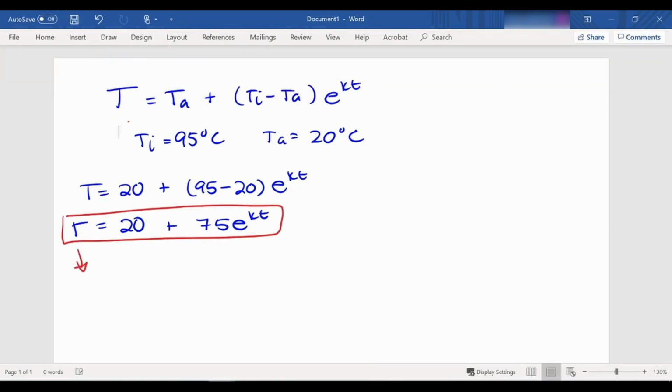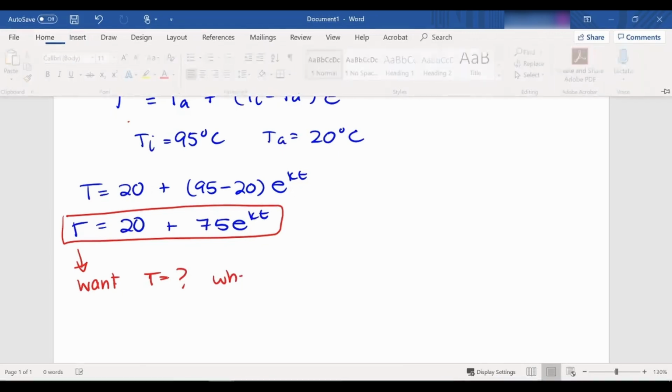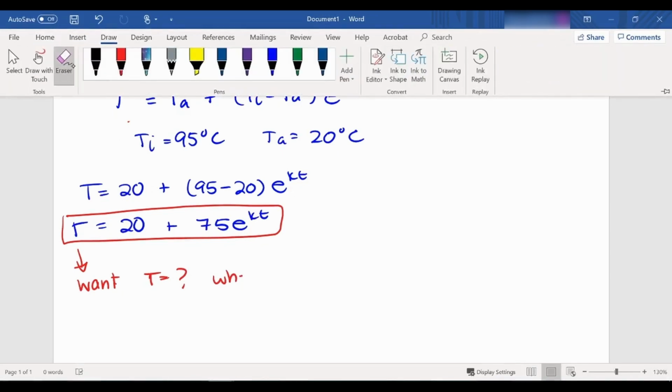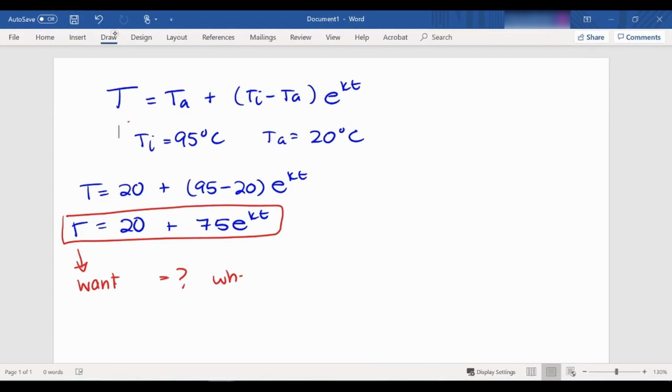And so I want to know little t when big T is 65. That's what the question's asking me to find. How long would it take, little t time, when the temperature of the mocha is 65 degrees? Now, the problem here is we also don't know k. So I need to find k first.